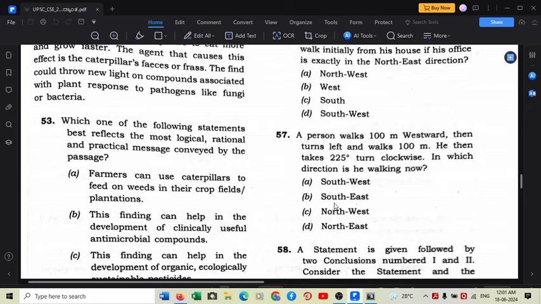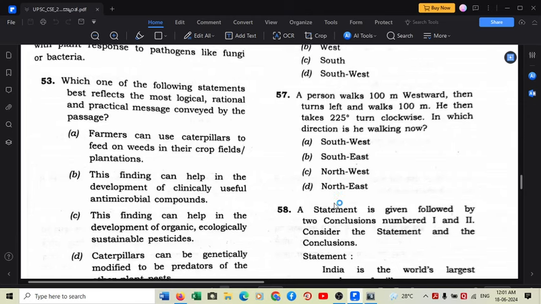Which one of the following statements best reflects the most logical, rational, practical message conveyed by the passage? Option A: farmers can use caterpillars to feed on weeds in their crop fields, plantations. What are weeds? Weeds are plants which grow along with the crops, but they are generally parasites. They feed on other plants, and they are not desirable in the fields where agricultural crops are growing. So definitely farmers can use caterpillars to feed on weeds. But let us see other statements, because we have to find the most logical, rational and practical message.